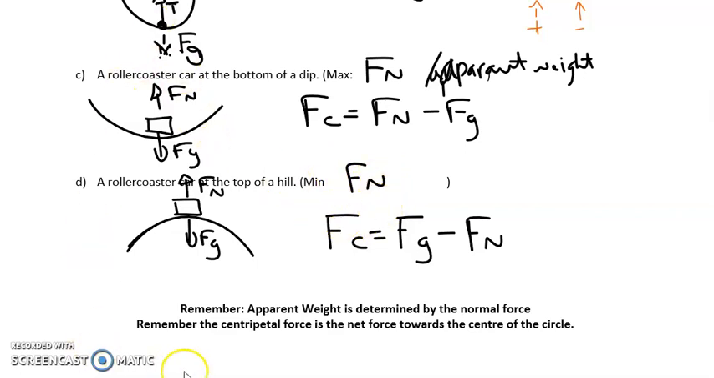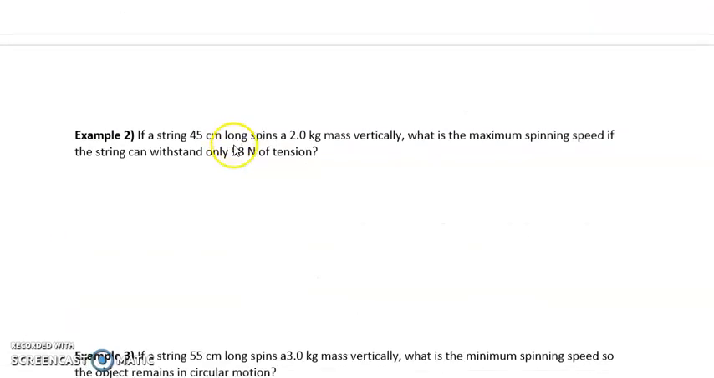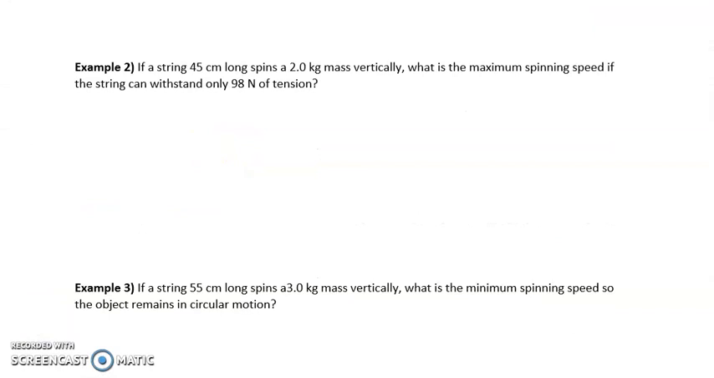Now with these questions, remember apparent weight is really just normal force. So if it's asking what the apparent weight is, it's really asking for the normal force. And the centripetal force is always whatever's going towards the center of the circle. So let's take a look at a few other examples here. We've got a string.